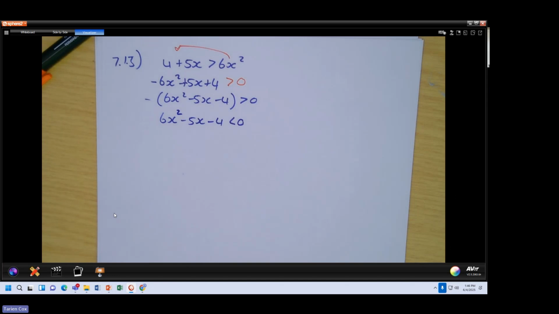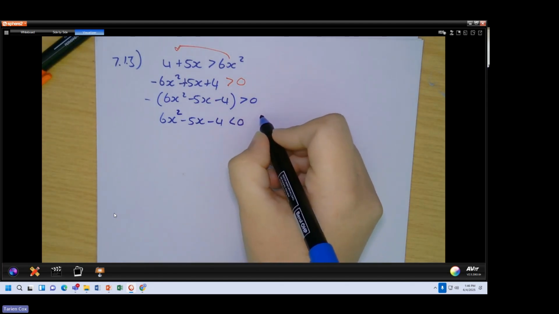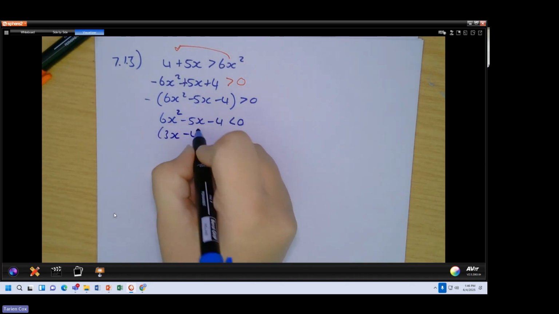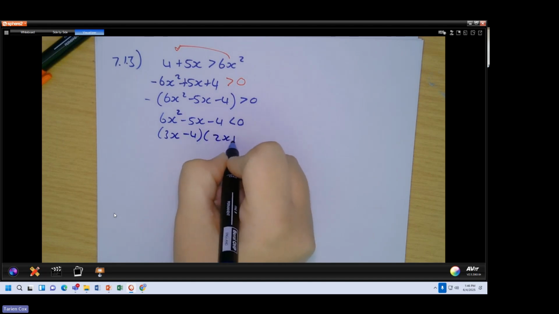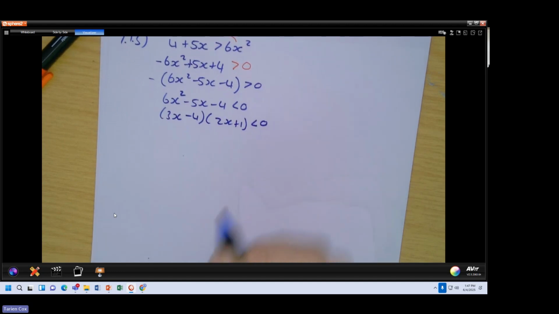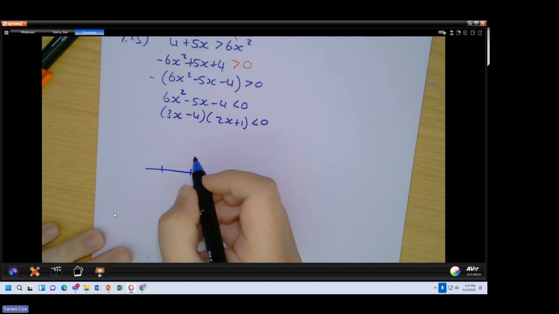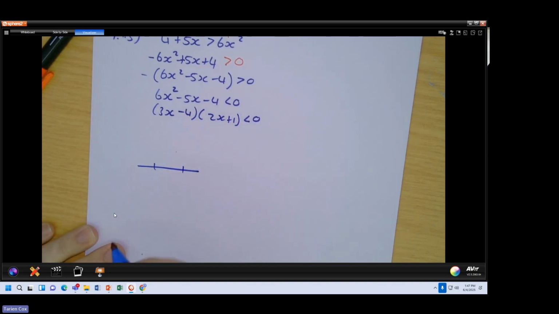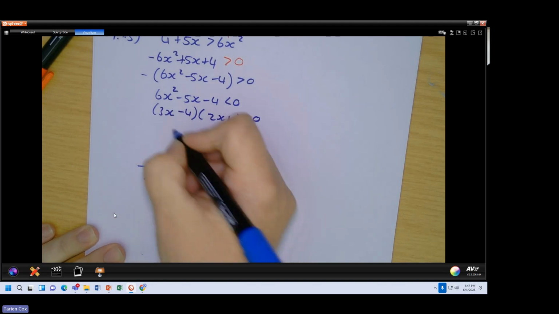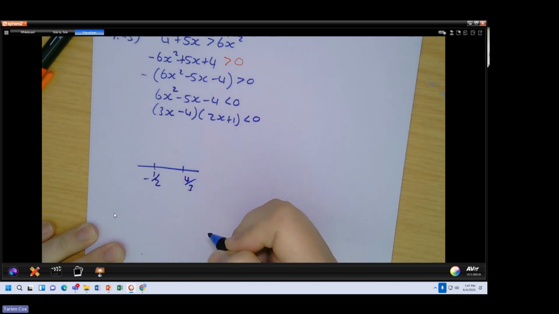I almost forgot my square. Which means now my factors will be, I'm going to just factorize it for you just to save time: 3x minus 4, and 2x plus 1, smaller than 0. Right, now we need to look at our critical points. So we've got our critical points being negative a half for this one. So negative a half. And our next critical point will then be 4 over 3.